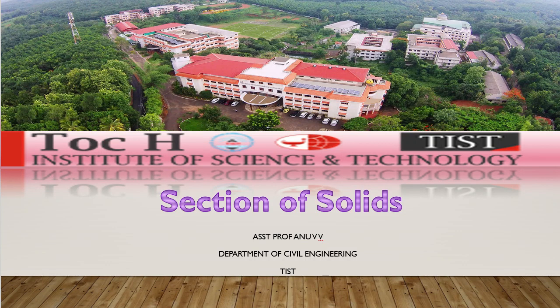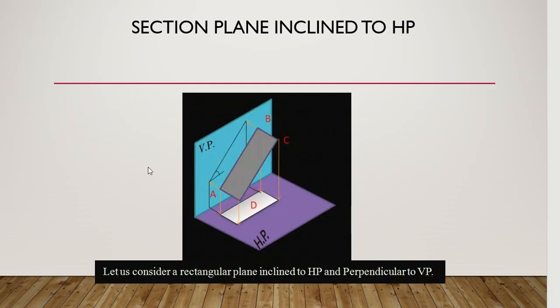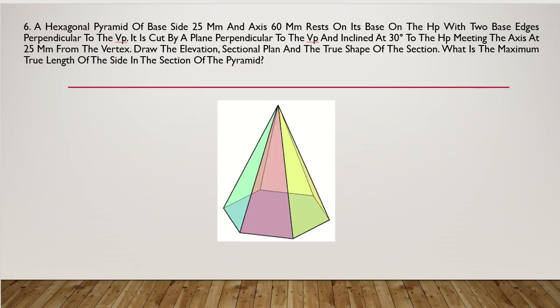Hello everyone, welcome to the fifth lecture on Engineering Graphics, Module 3 section of Solids. Today we shall be dealing with a sectional plane inclined to HP, which we have dealt with in lecture 4. We have in fact done a question related to that. So today also we'll be continuing with a question related to a sectional plane which is inclined to HP and perpendicular to VP. Let's move on to the question.